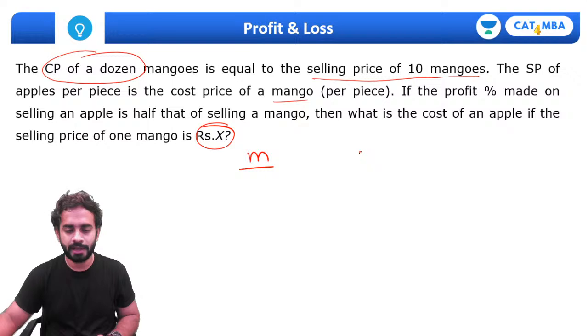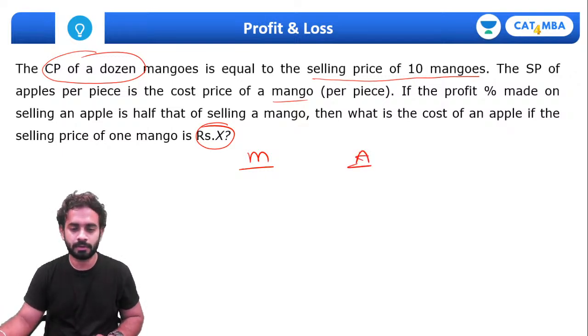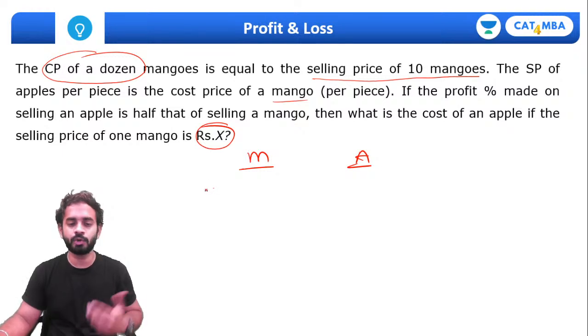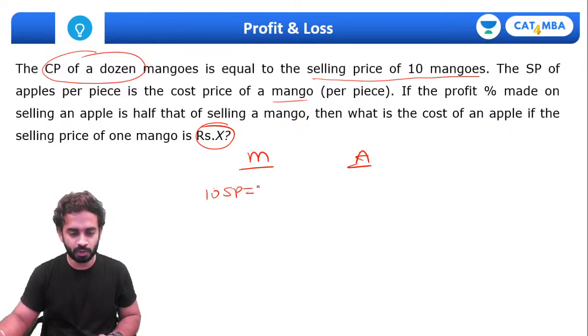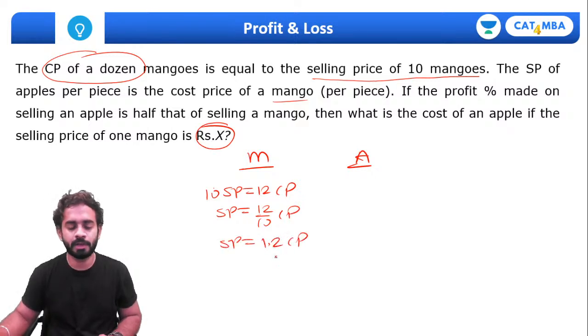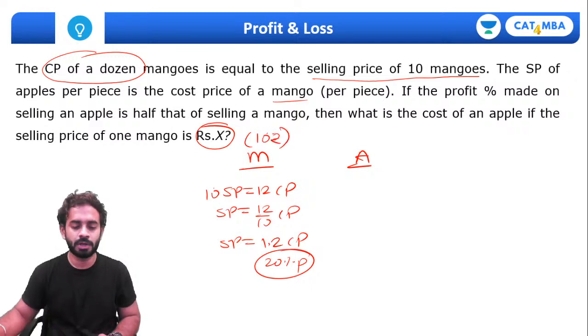So we have mangoes here and apples. Okay, in the case of mangoes, what is the information given? The CP of a dozen mangoes is equal to the SP of 10 mangoes. So I can write 10 SP is equal to 12 CP. So SP is equal to 12 by 10 CP. So SP is equal to 1.2 CP. So here I can see that there is 20% profit in the case of mangoes. And let us consider the cost price of a mango is 10 rupees per mango. So CP is 10 and SP will be 12 rupees.